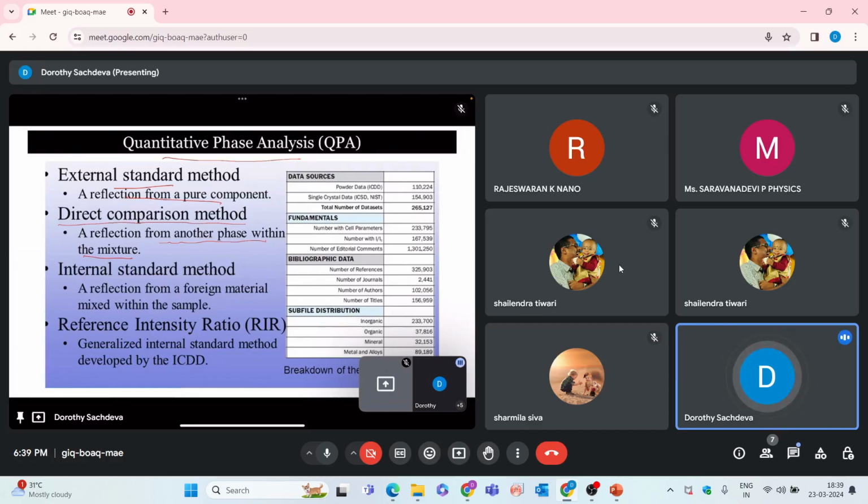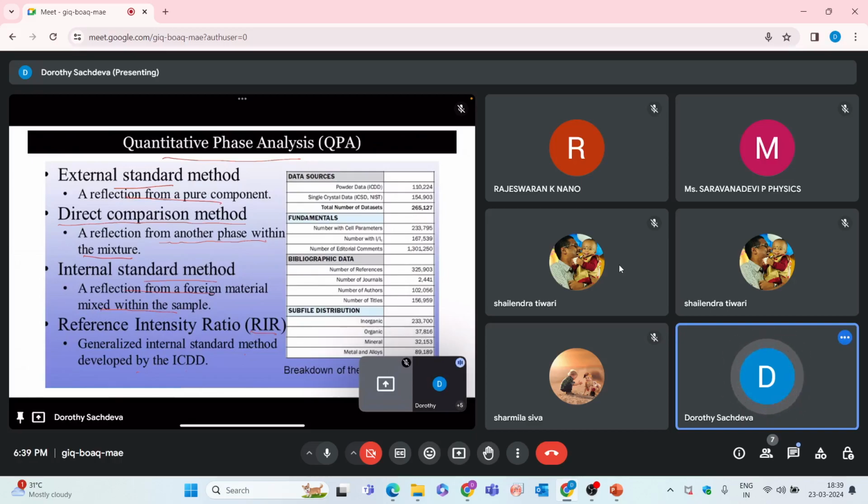And the third one is your internal standard method. Here the reflection is used from a foreign material, which is mixed with your specimen itself. And your last one is your reference intensity ratio, which is known as RIR. So this is basically a generalized internal standard method developed by the ICDD. ICDD is basically the database. So they have developed this method.